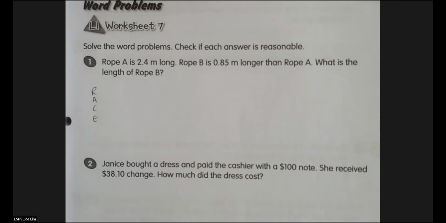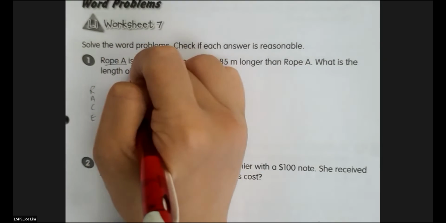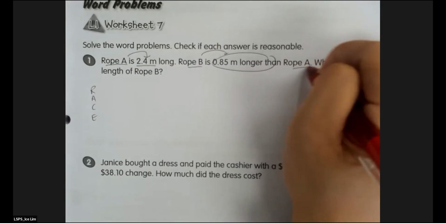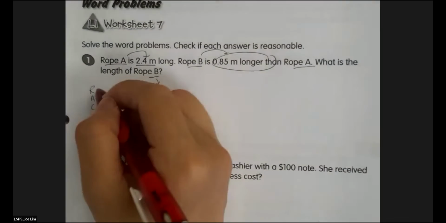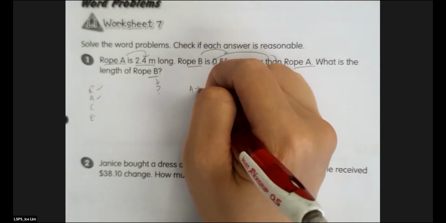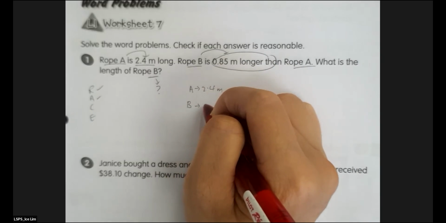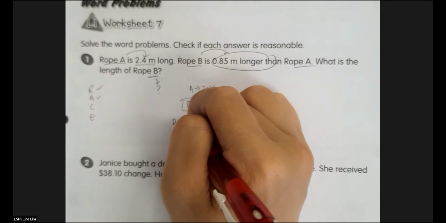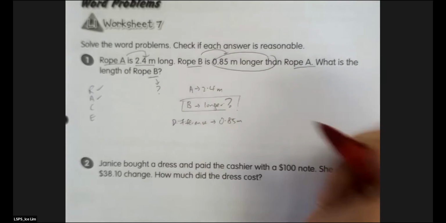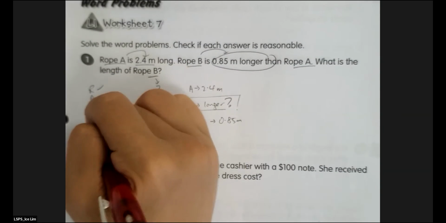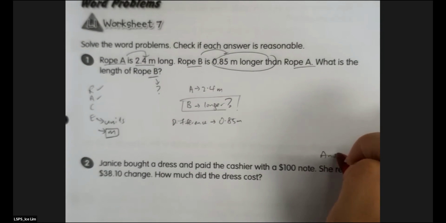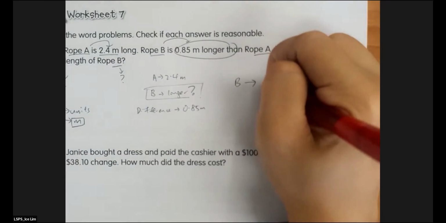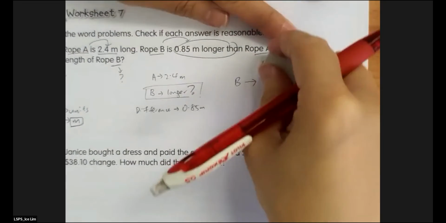Page 27, question 1A. Rope A is 2.4 meters. Rope B is longer. What is B? Okay, I write down my clue. A, 2.4 meters. B, longer, question mark, don't know. Find B. Difference, 0.85 meter. Units, meter. Answer, meter. Okay, very fast. B equals A plus difference.